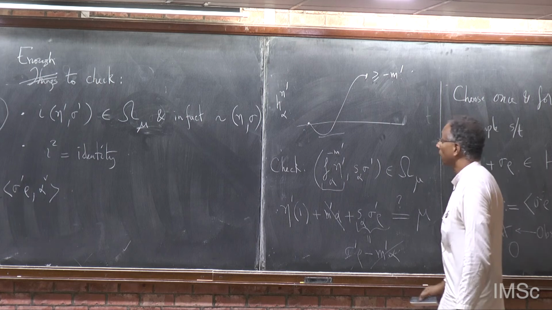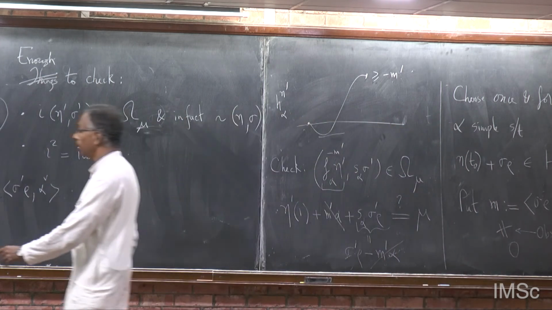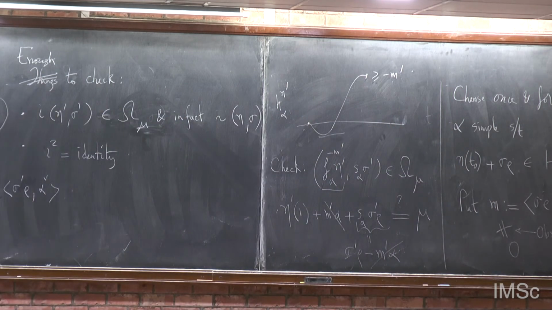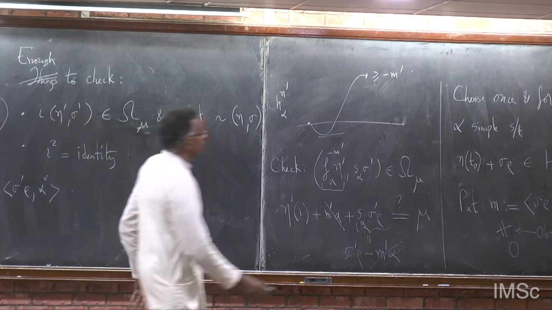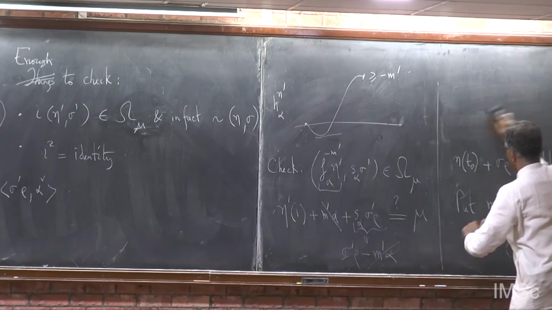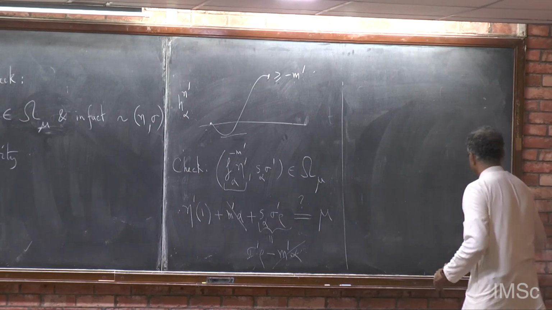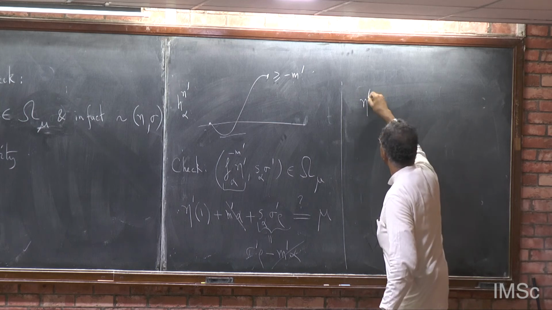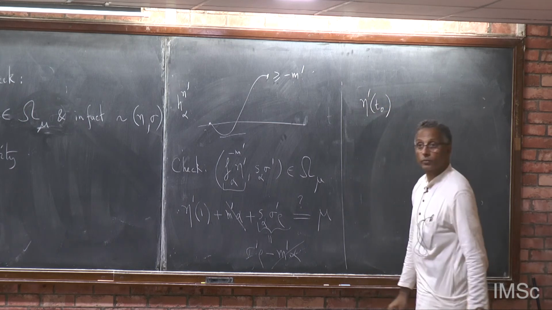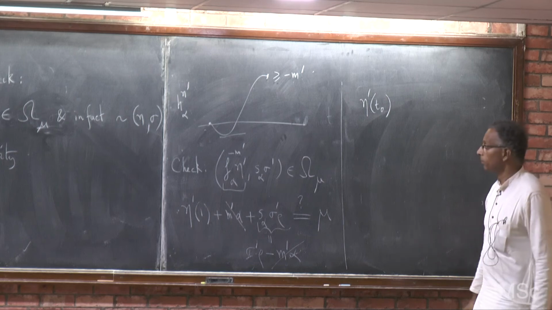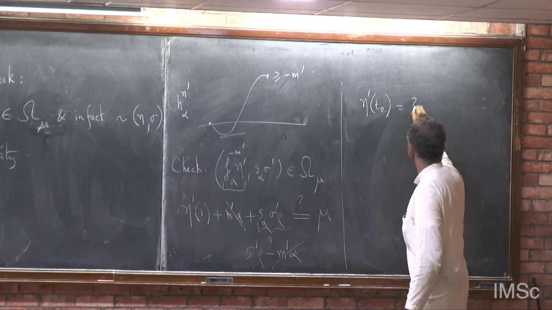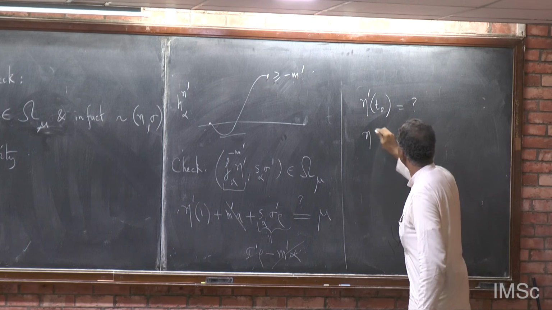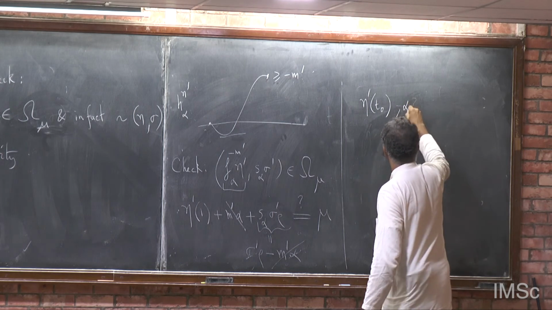What else do I have to check? Okay, let's check the condition that beyond this point both are the same. Okay. Now what is it at this point? So let us check what is eta prime t naught. Let's check eta prime t naught. Okay. So what do I know? Eta prime t naught alpha check.